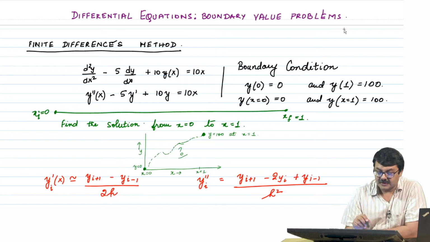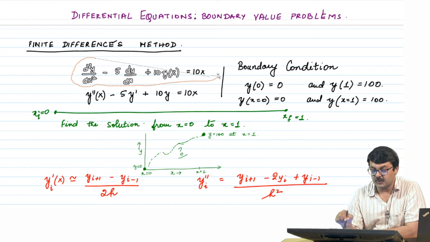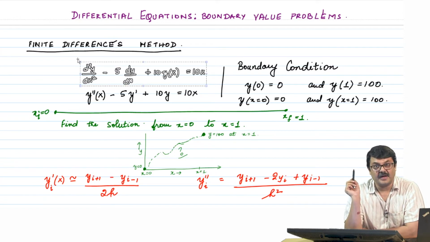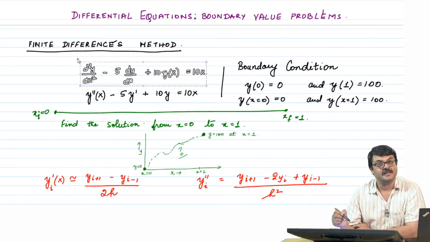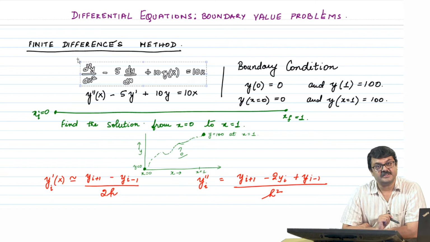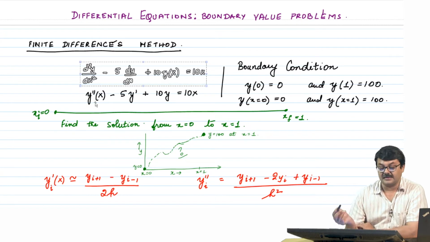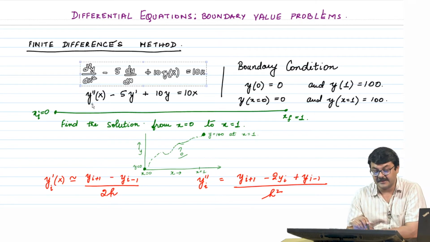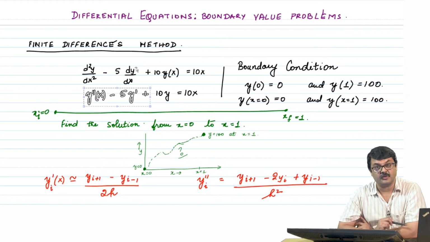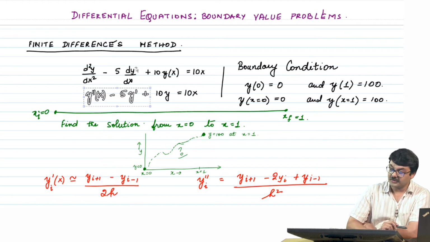Let us suppose that we have a differential equation d2y/dx2 minus 5 dy/dx plus 10 y(x) equal to 10x, right. And we have to solve this differential equation. This equation can also be written as y double dash (x), where the double dash basically stands for d2y/dx2 and y dash stands for dy/dx, and so on and so forth.